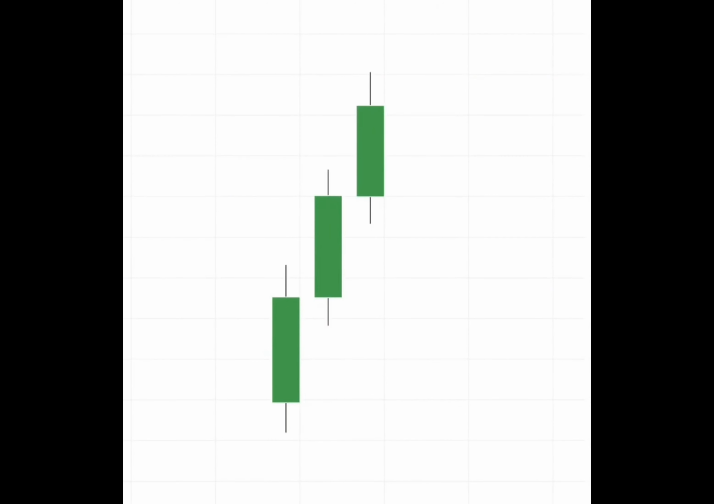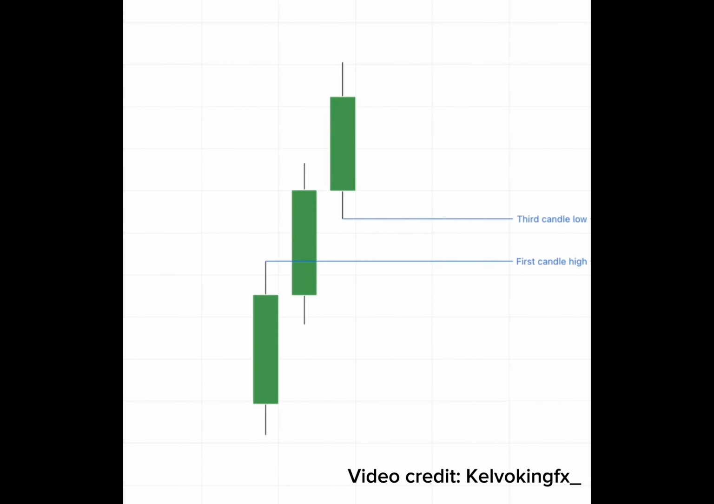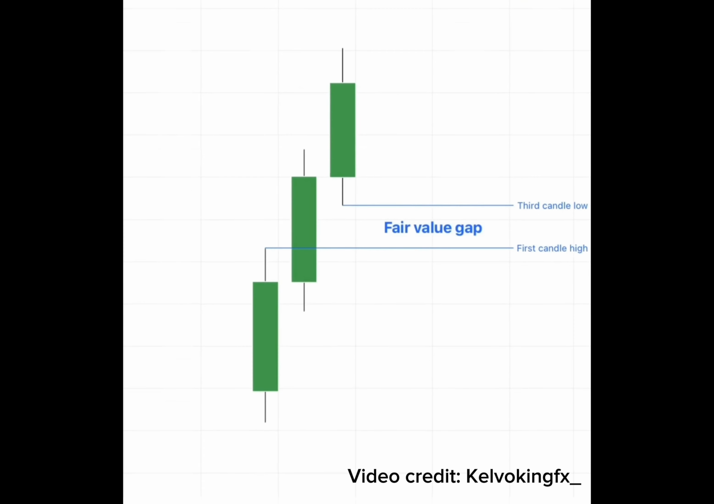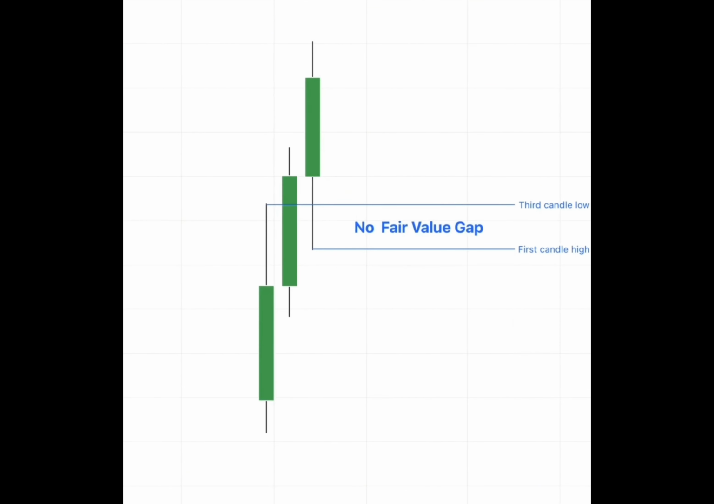Let's go. A fair value gap is a three candle pattern in which there is no overlap between the high of the first candle and the low of the third candle. In this case, we have a fair value gap. But when there is an overlap between the high of the first candle and the low of the third candle, then we don't have a fair value gap.